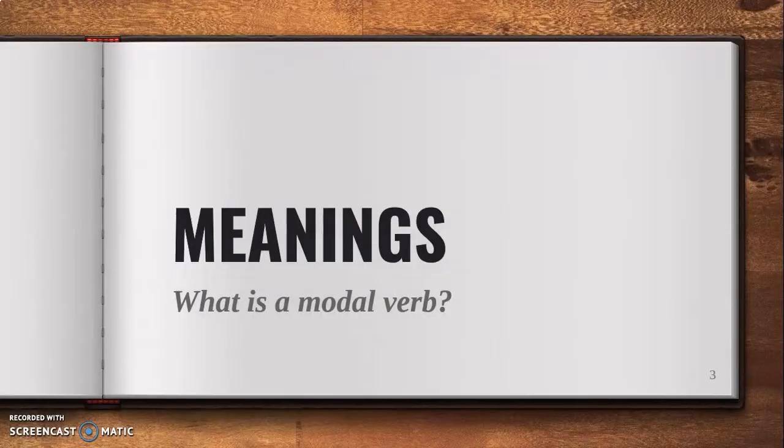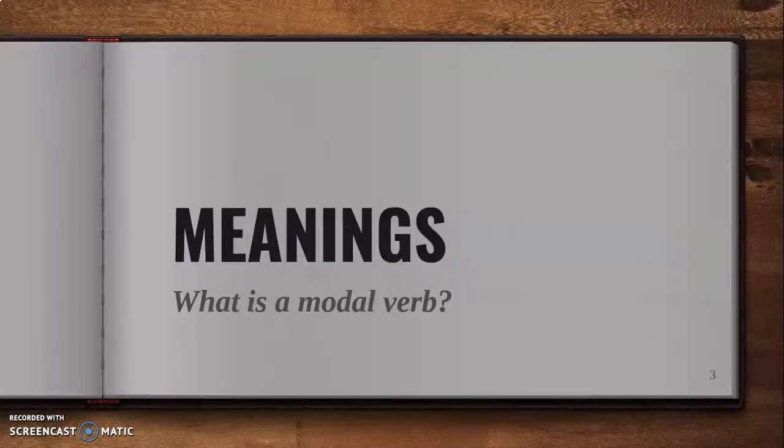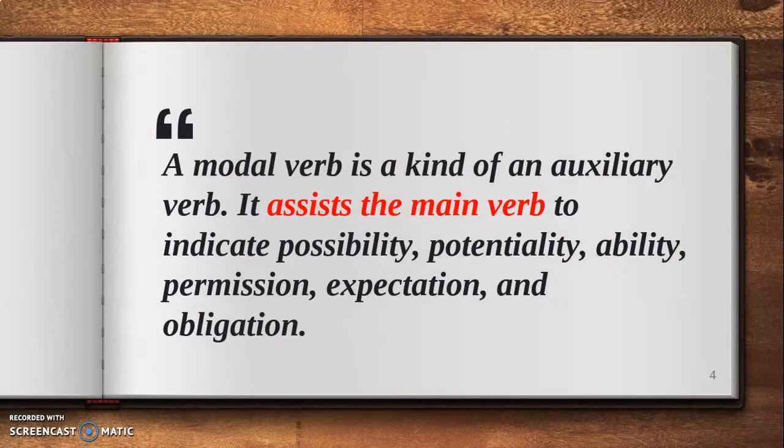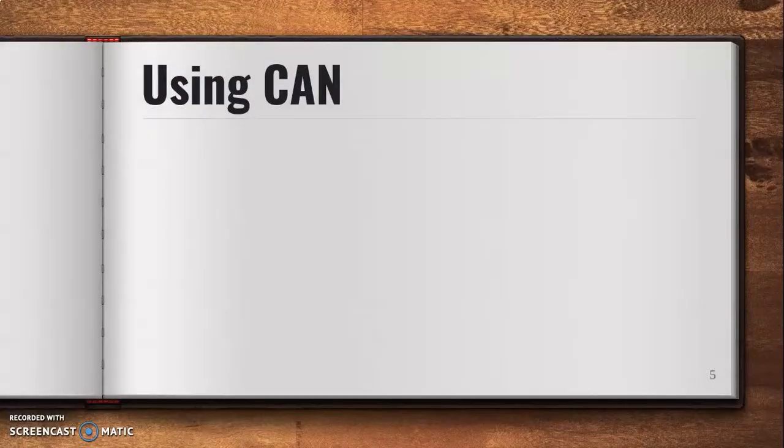Let's start with meanings first. What's a modal verb? A modal verb is a kind of auxiliary verb and it's used to assist the main verb so as to indicate possibility, potentiality, ability, permission, expectation, and obligation. Now let's come to using the modal verb can.